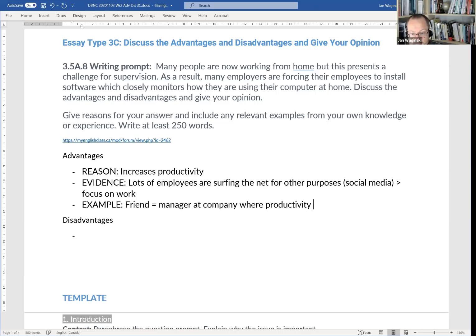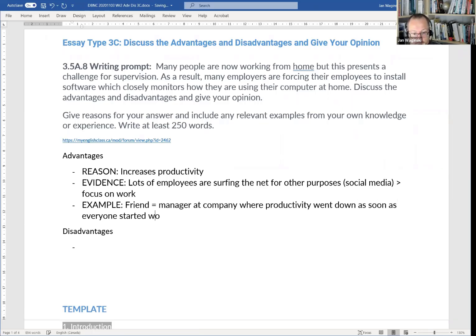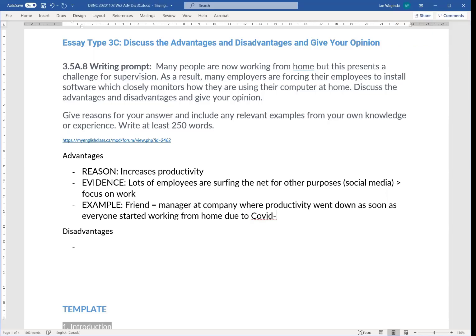Where did productivity go down? As soon as everyone started working from home due to COVID. So what did they do? They installed the surveillance cameras, or they incorporated that technique of supervision with the cameras.